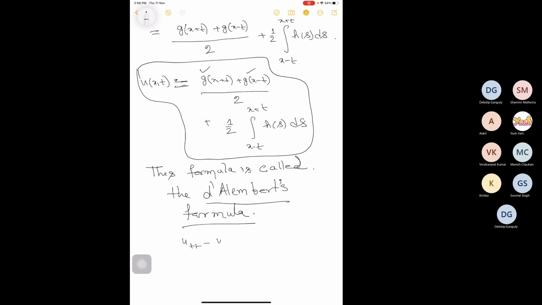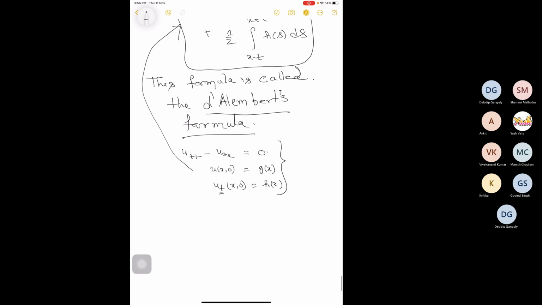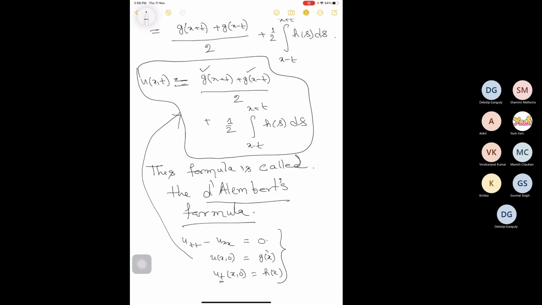Once the one-dimensional wave equation is given with a proper initial condition, that means u_tt minus u_xx equal to 0, u at x comma 0 is given to be g of x, and the derivative with respect to the t variable is given as h of x, then your solution is given by this way. So everything is known. You write down the solution in terms of the initial condition, right? Is that okay?